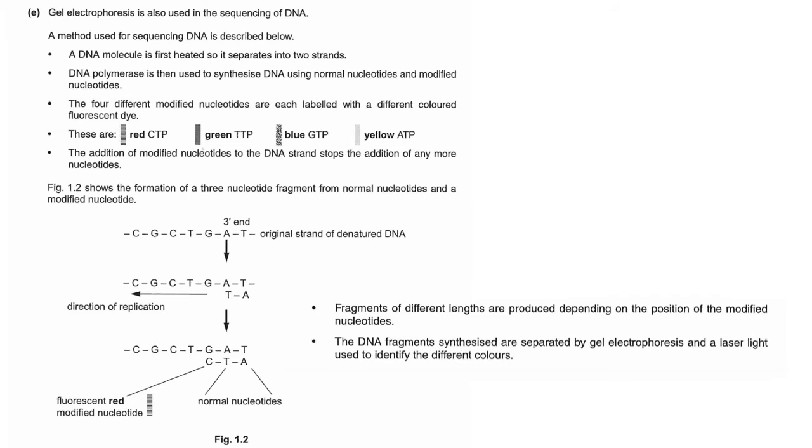And then it says here, this shows the formation of a 3 nucleotide fragment. And then you can see there, this is the original strand of the denatured DNA. And this is the direction of the replication. So the replication is moving in the opposite direction, from 3' to 5'. Then it says fragments of different lengths are produced depending on the position of the modified nucleotides. The DNA fragments synthesized are separated by gel electrophoresis and a laser light to identify the different colors.